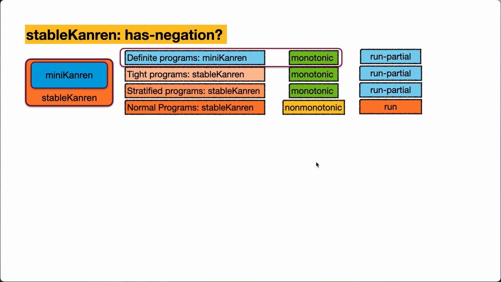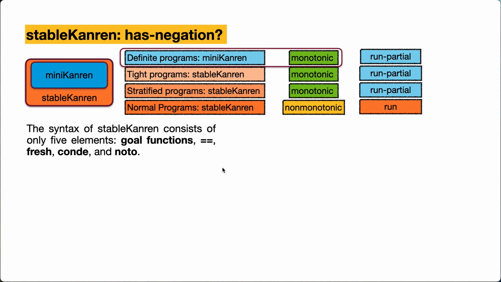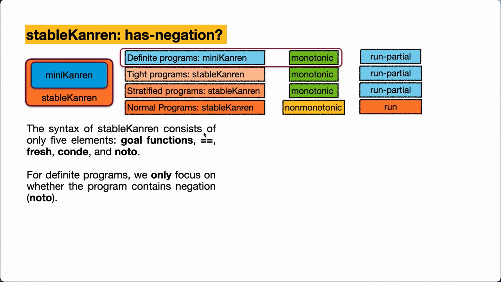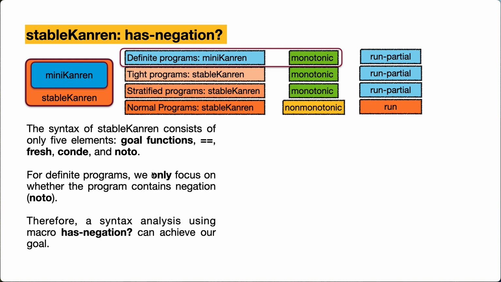So let's take a look at the first problem, where we try to run the definite programs with infinite models in stableKanren. Here we try to create a macro called has negation?, because the syntax of stableKanren consists of only 5 elements: the go functions, equal, fresh, condy, and the nottles. Therefore, for a definite program, we only focus on whether this program consists of negation, these nottles, or not. Therefore, a syntax analysis using a macro like has negation can achieve our goal.